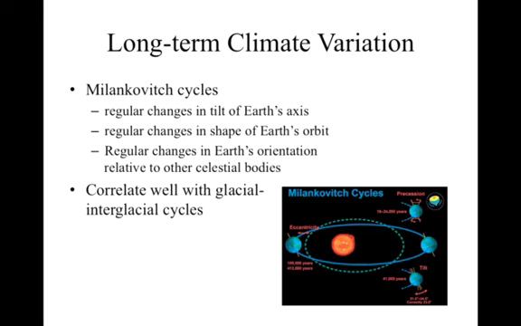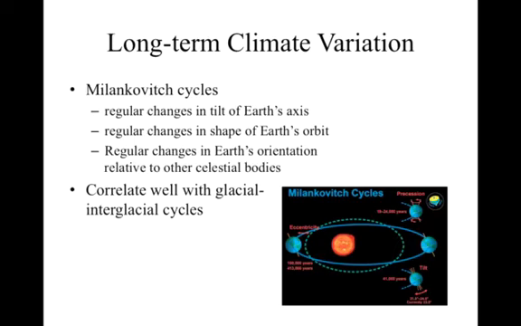If we look at really long timescale climate variation, one of the big ones is what's known as the Milankovitch cycles. These are regular changes in the tilt of the Earth's axis. Remember, we get our summer and our winter because the Earth is tilted, and so as it moves around the sun, sometimes the northern hemisphere is closer and sometimes the southern hemisphere is closer. Well, it turns out that there are regular changes in the tilt of that axis. There are also regular changes in the shape of the orbit that the Earth takes as it moves around the sun. And finally, there are regular changes in the Earth's orientation relative to other celestial bodies, other planets and moons and that sort of stuff.